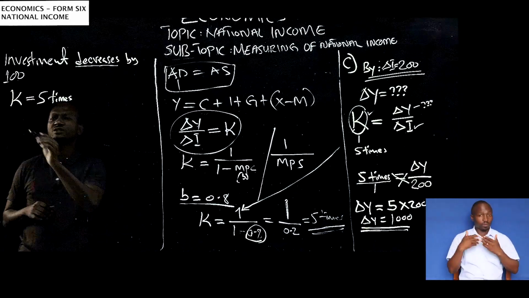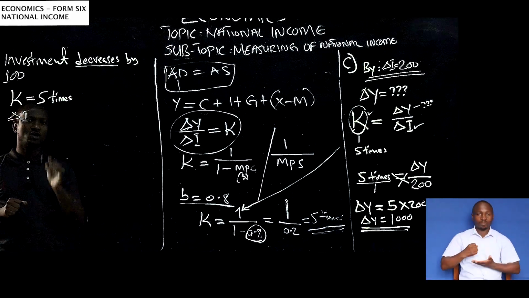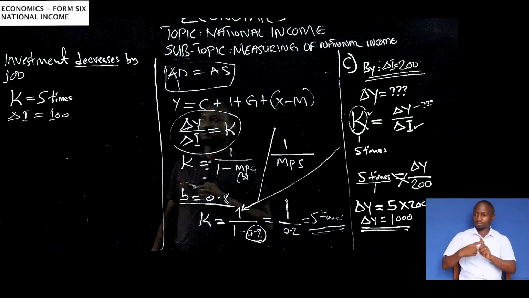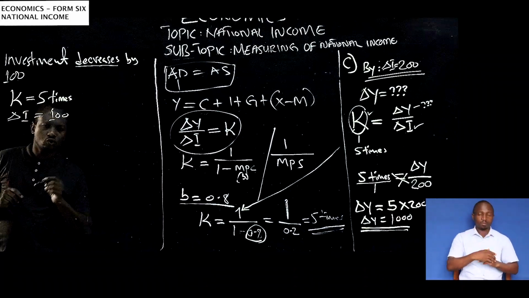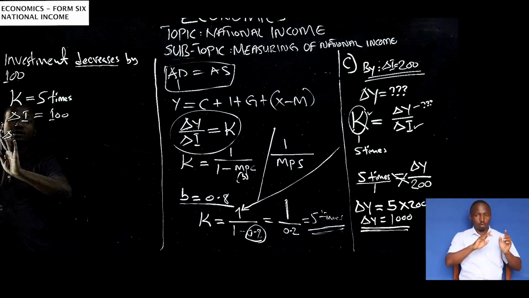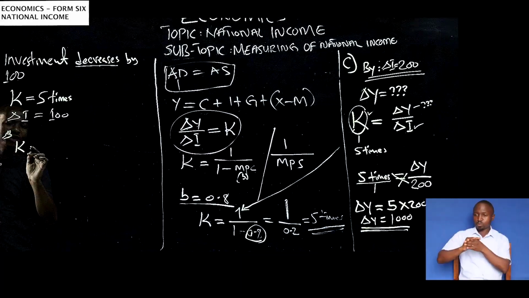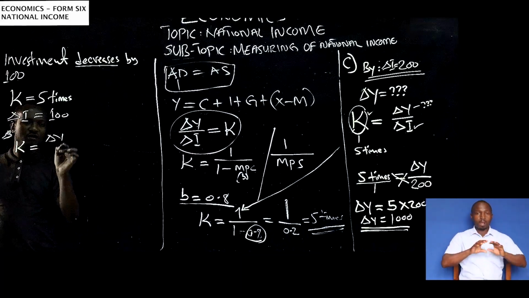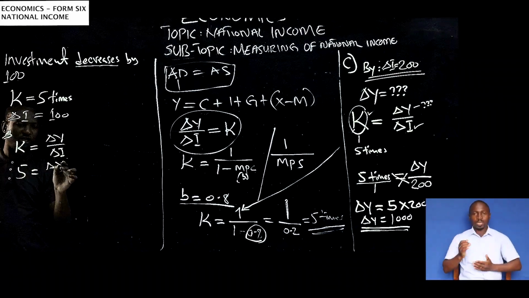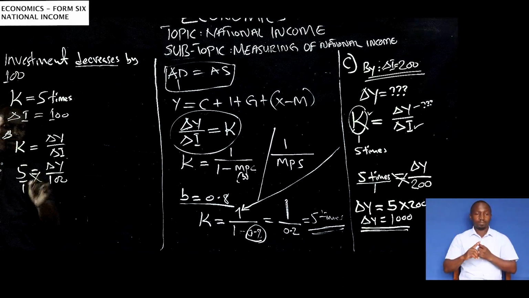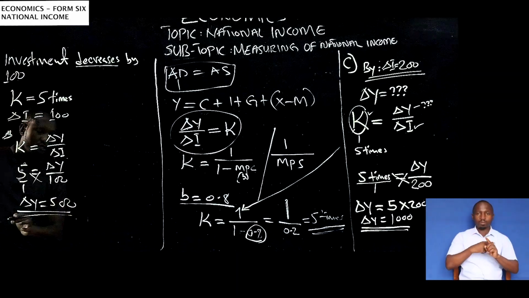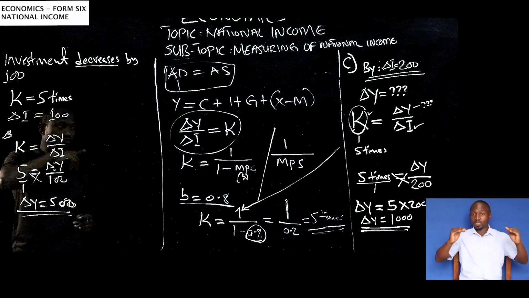But the change in investment will be 100, and not 200, will be 100. So to find the change in income by using the same formula, multiplier equals change in income over change in investment, 5 equals change in income over 100. By cross multiplying, the change in income will be 500.